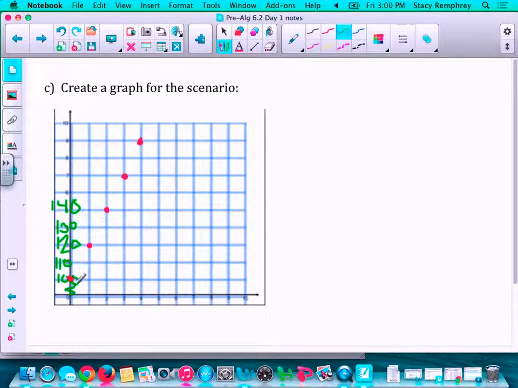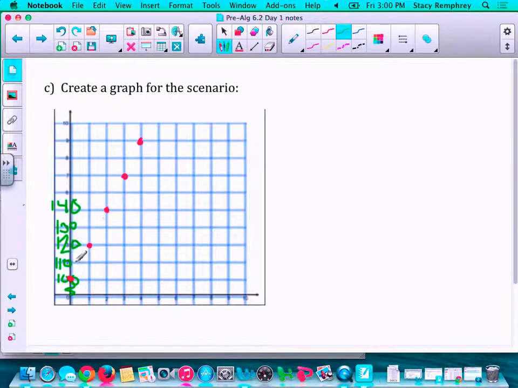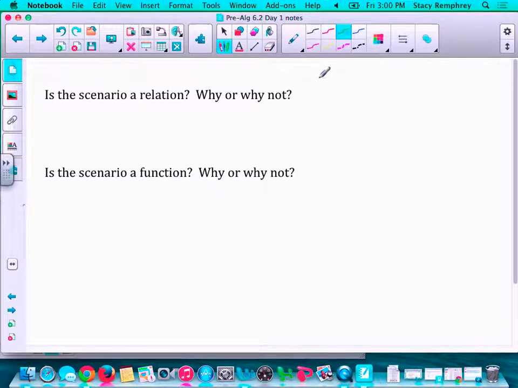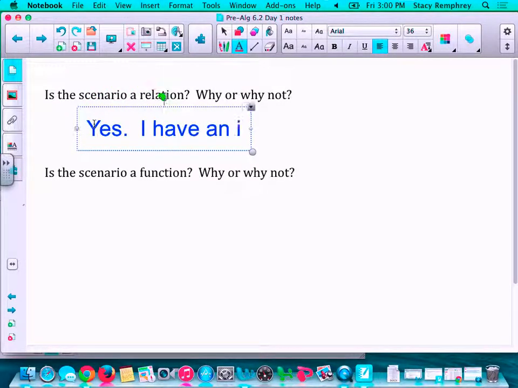Okay? So you can see I had an input, I had an output. Is this scenario a relation? Yes, this scenario is a relation because I have an input and I have an output. I have a mapping of two numbers. So yes, I have an input and an output.